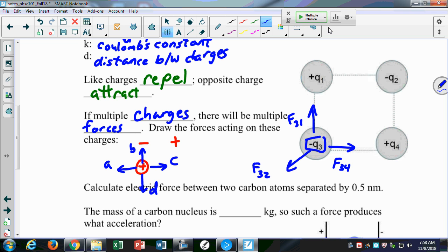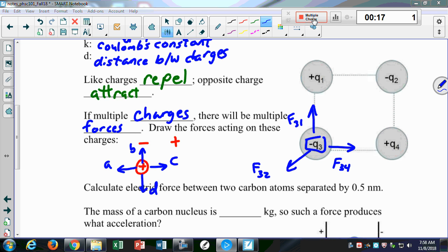Let's try this question. Which of these best represents the net force vector on that positive particle? There are actually two force vectors acting on this positive particle, and I want to know which of these represents the sum of those two vectors. Let me show you an example.